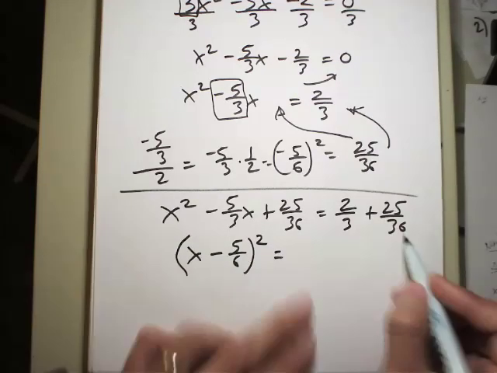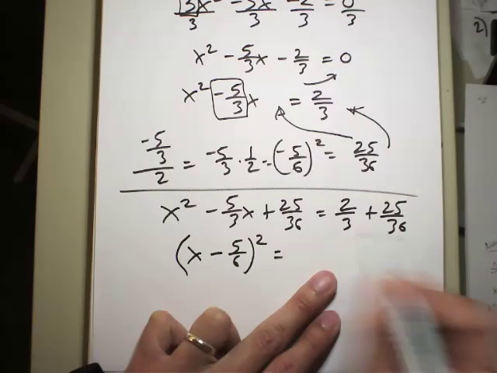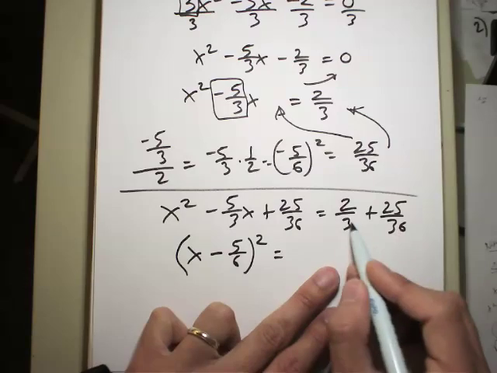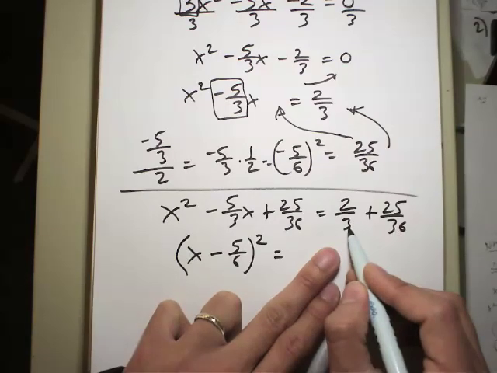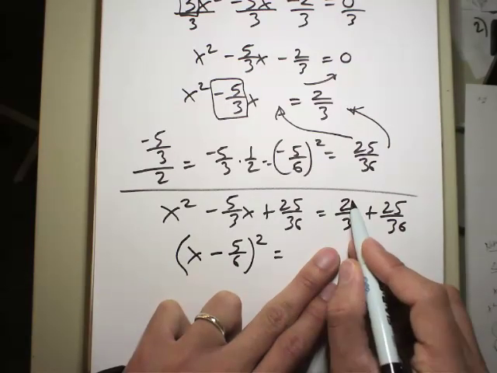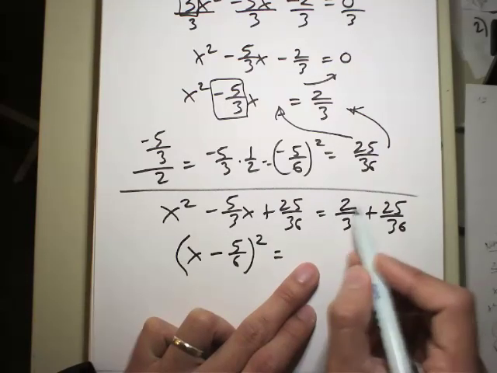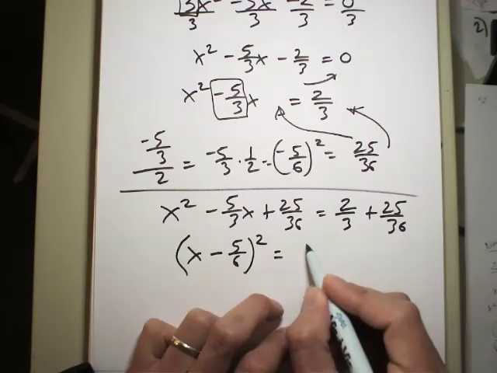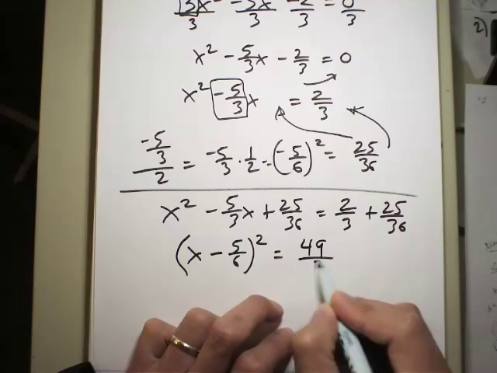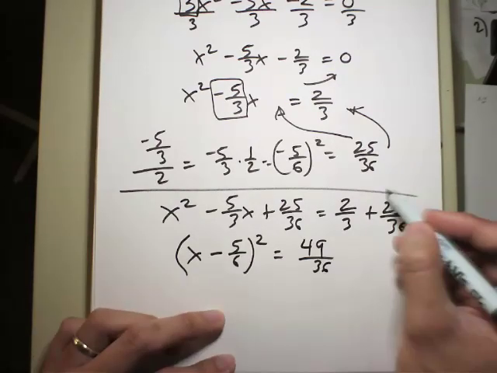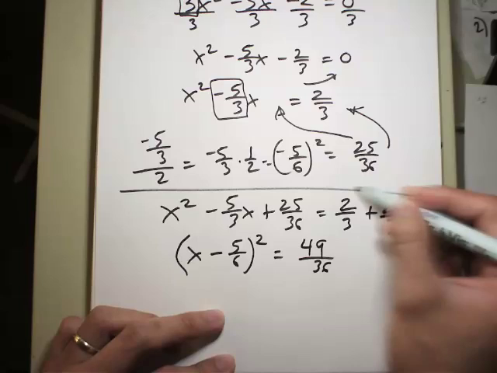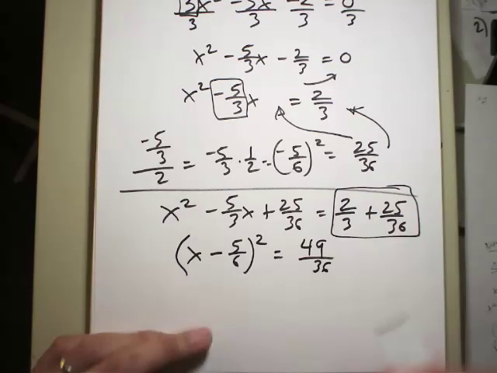Over here, this denominator will be 36. To make this 36, you have to multiply this by 12. So 12 times 2 on top will make it 24. I know I'm trying to work it out without writing it down, but 24 plus 25 is going to give you 49 over 36. Okay, so if you don't know how I got 49 over 36, work out this fraction problem on your own on the side.